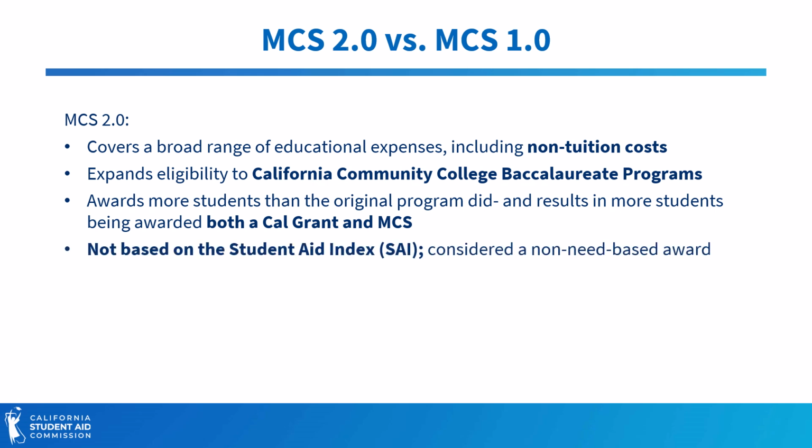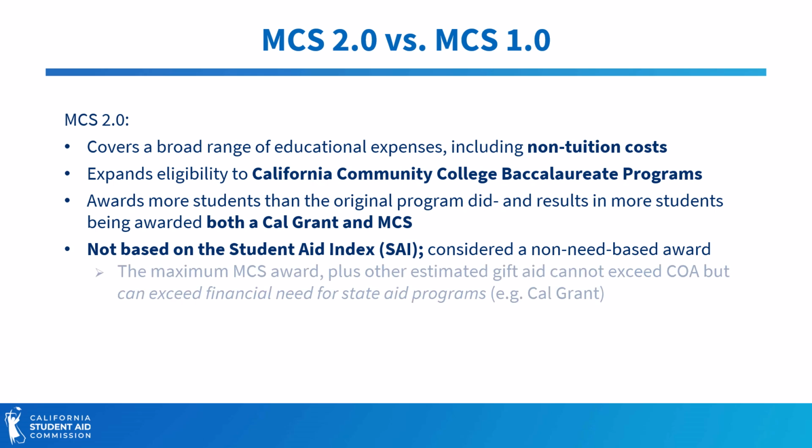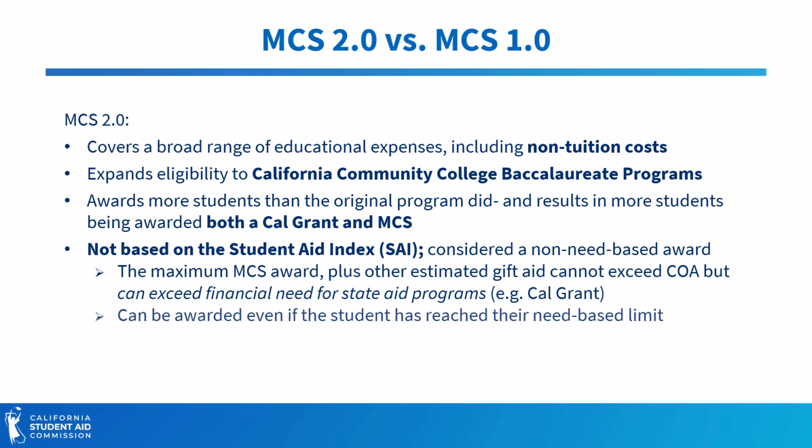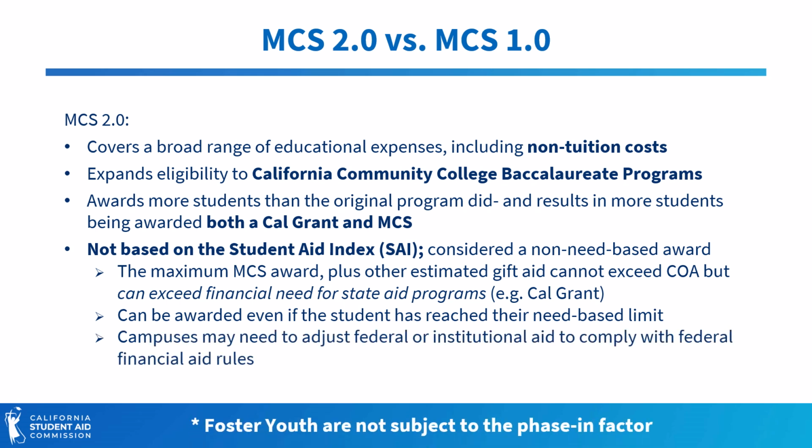Middle Class Scholarship is not based on the Student Aid Index and is therefore considered a non-need-based award. The maximum MCS award plus any other estimated gift aid cannot exceed your college cost of attendance, but can exceed financial need for state programs such as a Cal Grant, which means that MCS can be awarded even if the student has reached their need-based limit, although campuses may need to adjust federal or institutional aid to comply with federal financial aid rules.